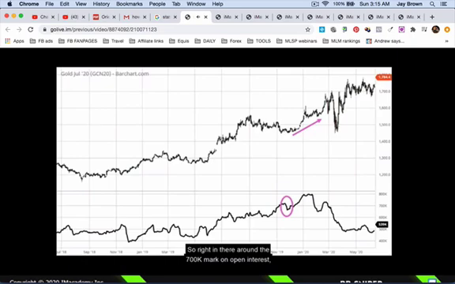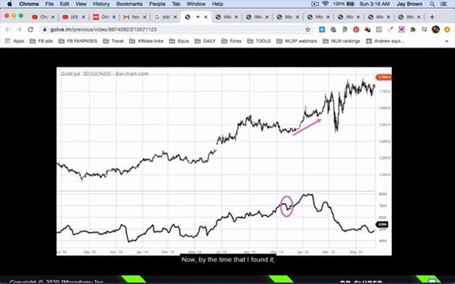So right in there around the 700K mark on open interest, at the bottom black line, you can see that we were above 700K, and then we came back down to about 675K, something of that nature. I don't know the math on that. You're encouraged to go look at the math on that. I don't know specifically if it was 15% or 20% or more. But to be honest, it really did not matter to me. I was just looking for that really big move, and we found it.